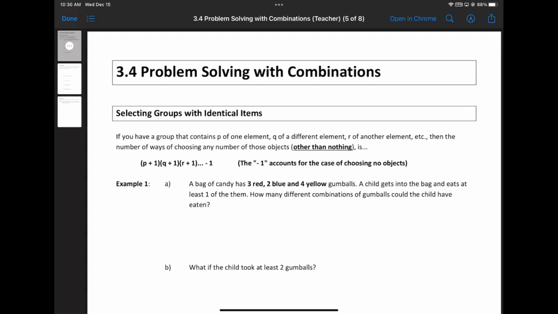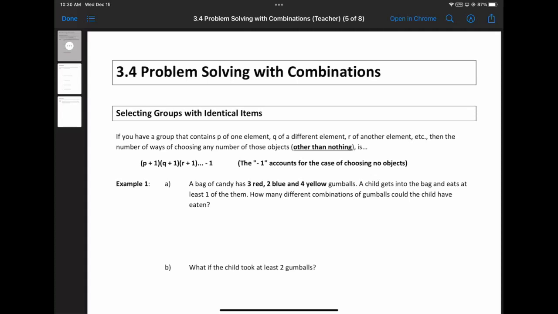In this lesson, we're going to continue on with combinations. Specifically, we're going to look at a few different problem-solving strategies, which isn't to say that you haven't used problem-solving strategies before, but here's a few different ones that we haven't taken a look at quite yet.